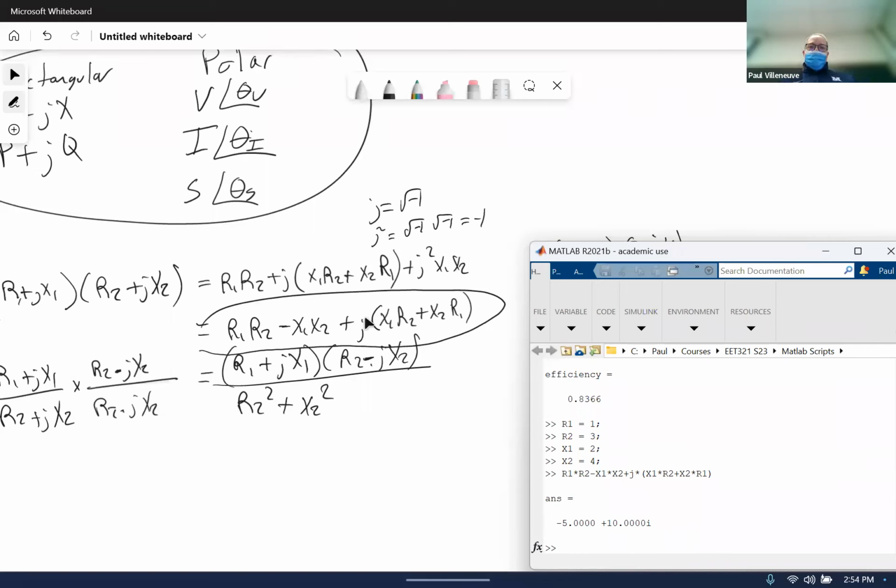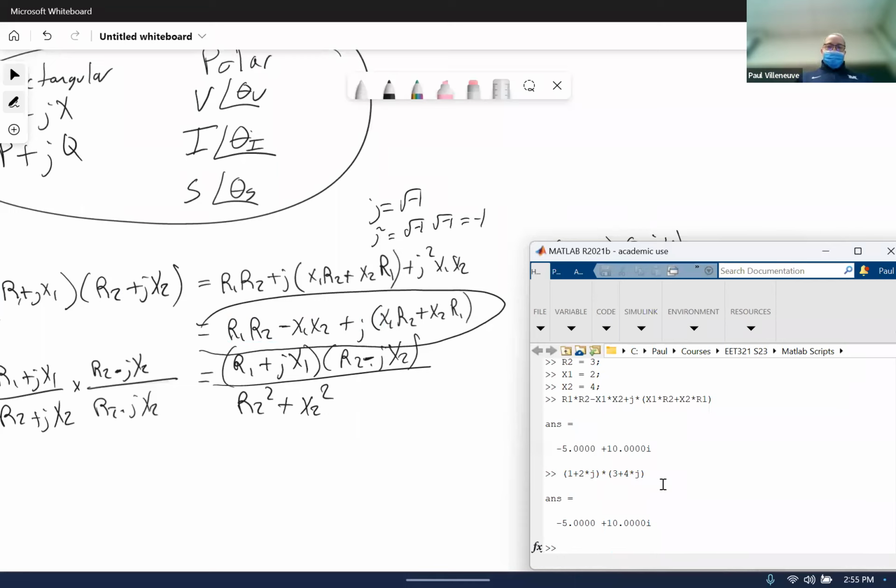Now MATLAB's pretty darn smart. I should be able to put these two numbers in directly and it should do it for us. So I'm going to go 1 plus 2j, and multiply that by 3 plus 4j. And then hopefully I get that same number. What do you know? Okay, so MATLAB does that. Let's take a look at another way.